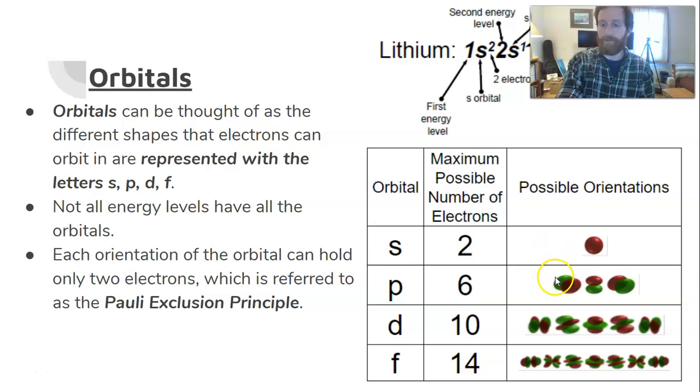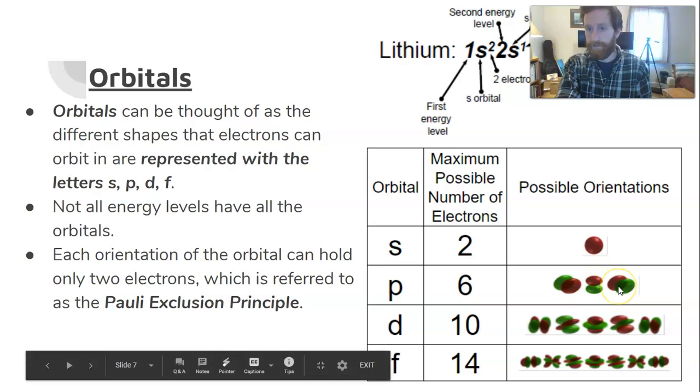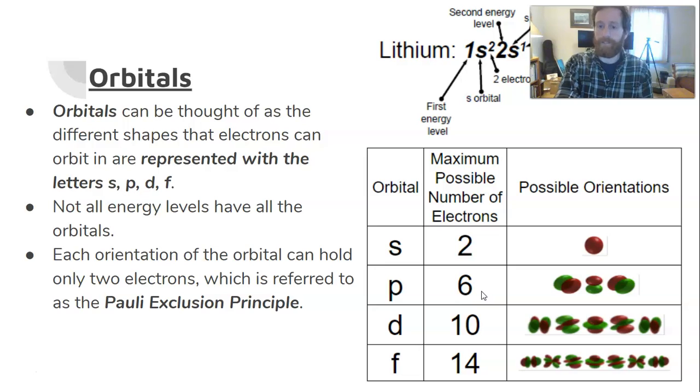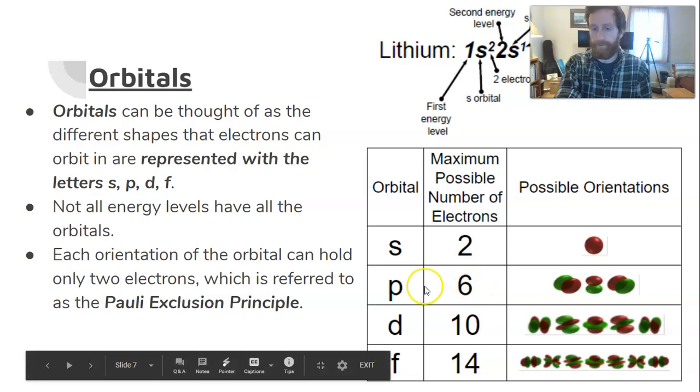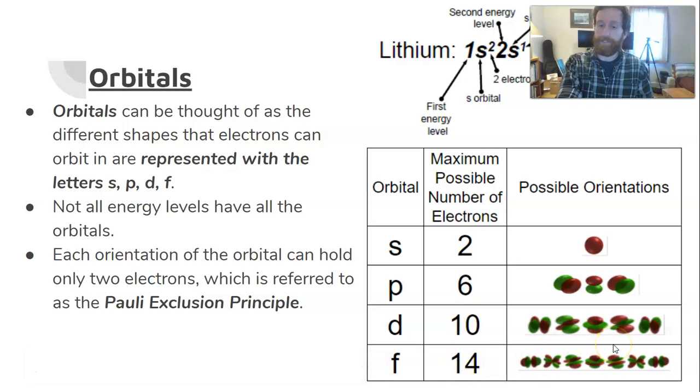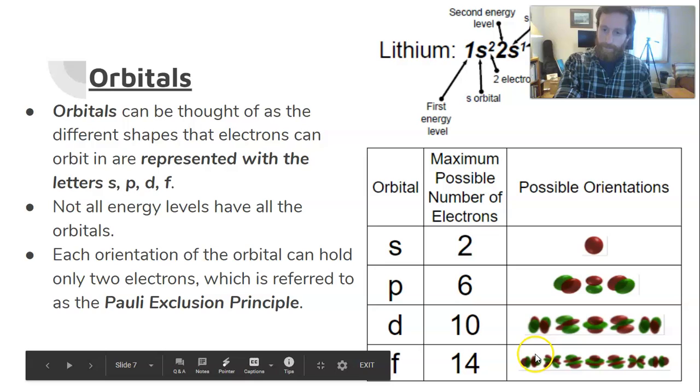And because each of those orientations can hold 2 electrons, 2 times 3 would be 6 total possible electrons in the p orbital. D has 5 orientations, each holding 2. 5 times 2 is 10. And finally, F has 7 possible orientations, each holding 2, makes for 14 possible electrons.